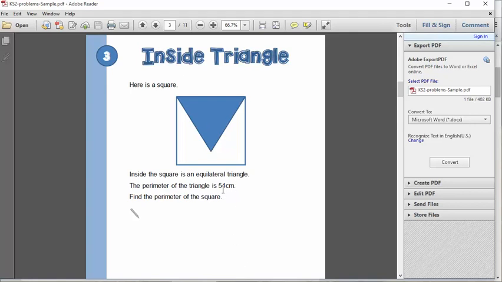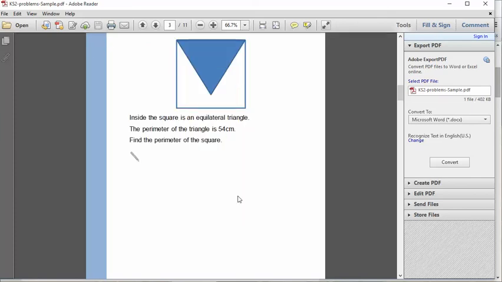They've got to know to do 54 divided by 3 to get the triangle. They've got to be able to physically do that. And then they've got to be able to times that by 4 to get the square. And crucially, they've got to know themselves to take on those 3 or 4 steps. So these are lovely questions to encourage thinking.